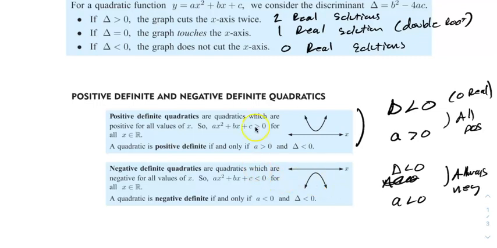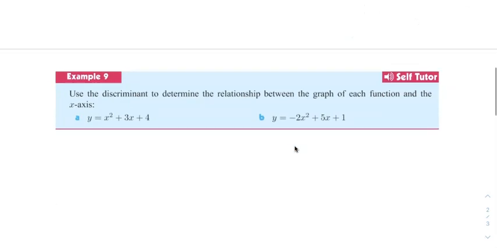So again, this is just telling us about the quadratic itself. The quadratic is either always positive or always negative when you have no real solutions. So if you have no real solutions, quadratics are going to be all positive or all negative, depending on the leading coefficient. Okay, let's do an example.